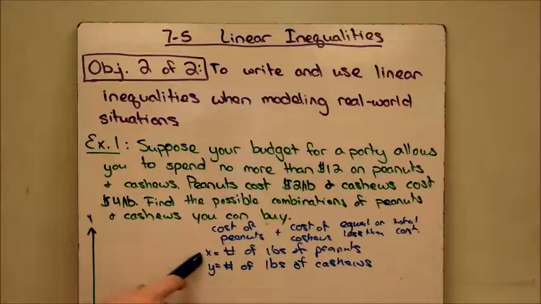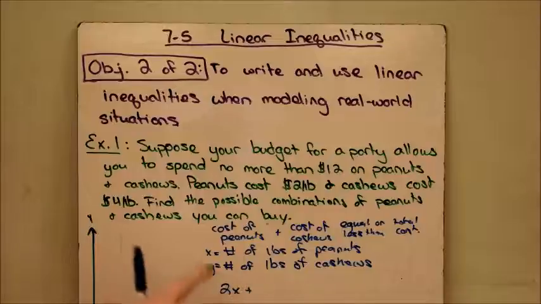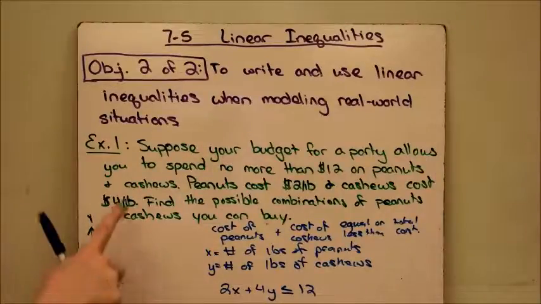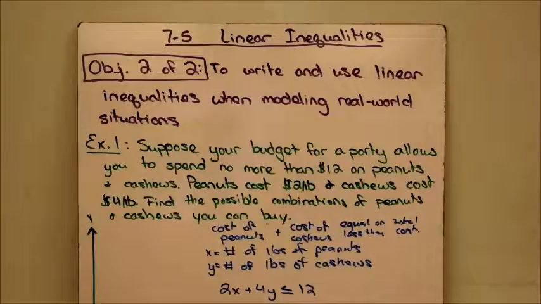So we know that peanuts cost $2 a pound, and we're trying to figure out how many pounds we can buy. So we can say 2 times X, because that'll give us our total cost for the peanuts, plus, well, cashews are $4 a pound, so 4 times Y, and that total cost has to be less than or equal to 12, because that's the largest amount we can spend is 12. We could always spend less if we feel we don't need quite that many, but we can't spend any more than 12 in this case. Okay, so we've written our inequality.